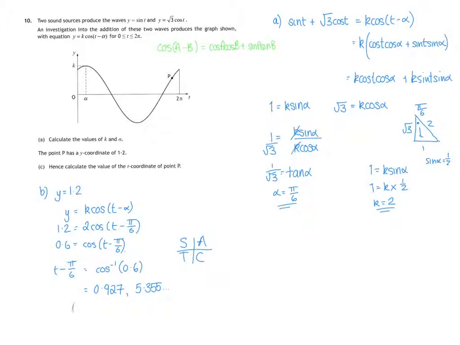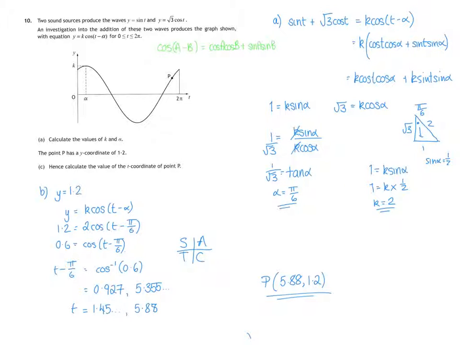Okay, so we then have to find t, and to do that we have to add pi over 6 to these. We get 1.45, keeps going, but we don't really need that one. We need our second one, which is 5.879, so we're going to round that to 5.88. Right, so just to be clear, we write our coordinate down: it's going to be 5.88, and then 1.2. And that is our coordinate.